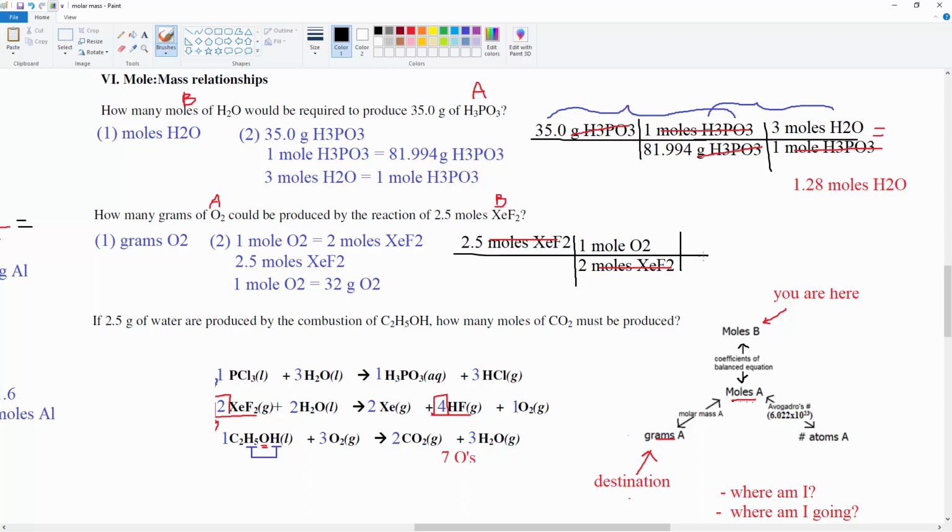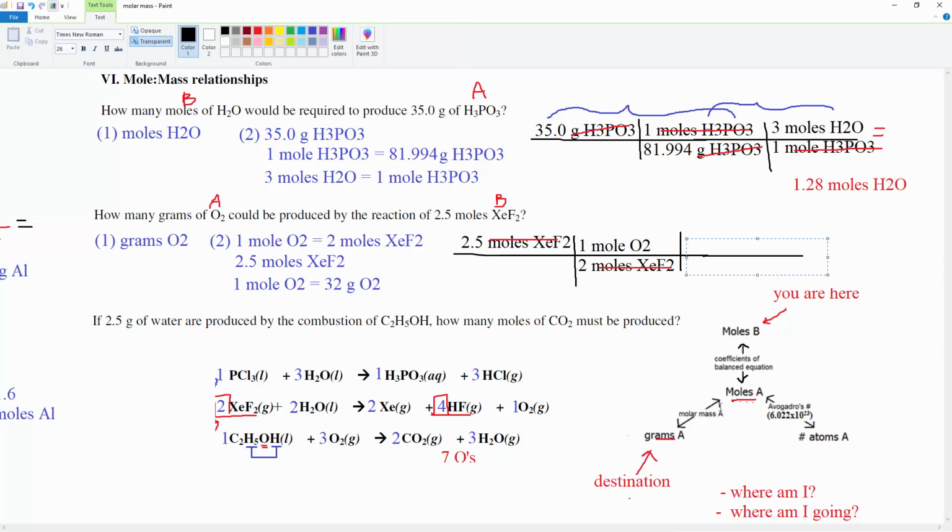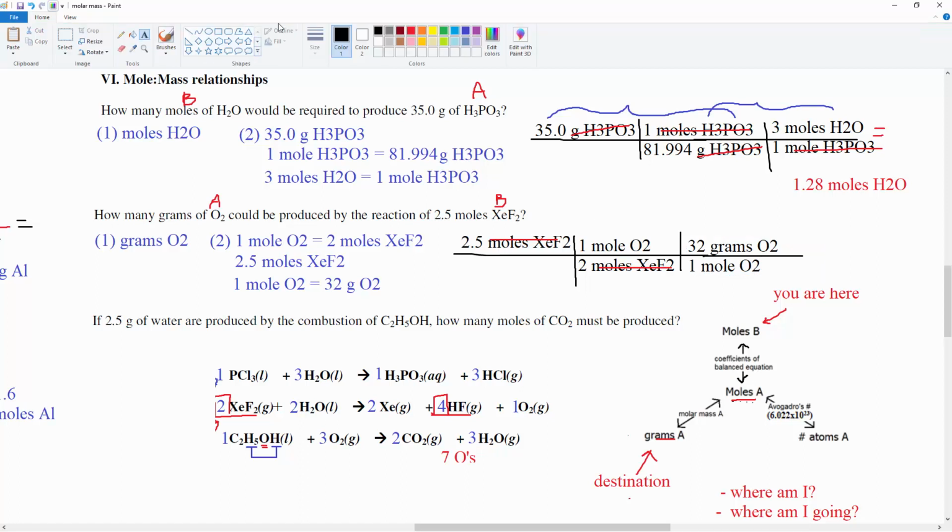All right, now what do I do? Perfect. The roadmap says use the molar mass now. So I'm going to use the molar mass of oxygen. It doesn't just say use molar mass, it says use the molar mass of A, because that's what's going to get you back and forth from here. So that's going to be 32 grams oxygen in every 1 mole of oxygen. And if I do that, the moles of oxygen cancel.